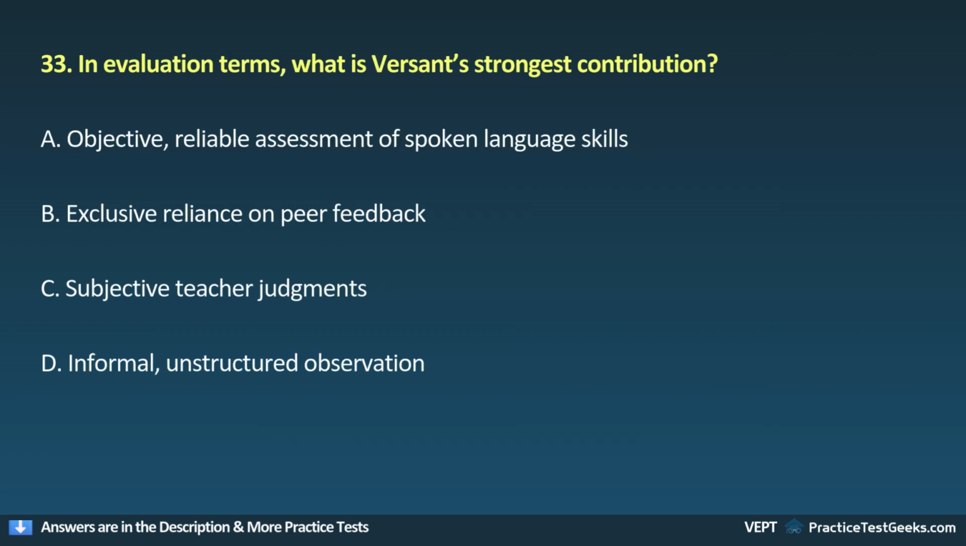33. In evaluation terms, what is Versant's strongest contribution? A. Objective, reliable assessment of spoken language skills. B. Exclusive reliance on peer feedback. C. Subjective teacher judgments. D. Informal, unstructured observation.